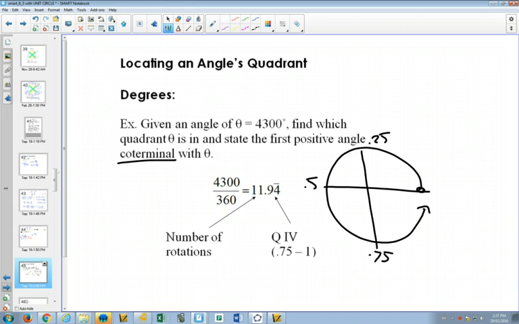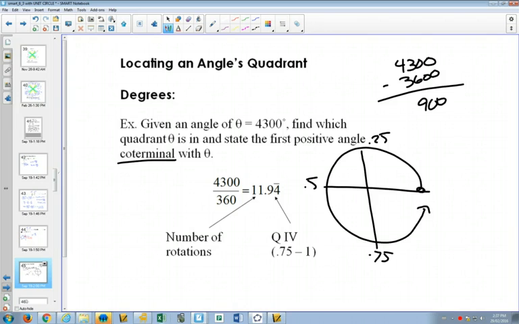If you didn't have a calculator, what you could do is keep subtracting 360 degrees until you get close. Probably what I would do is I would start by subtracting 360 degrees 10 times, because that's easy to do in my head, and see what I get. 4,300 minus 3,600 leaves me with 700 degrees. 700 degrees would be coterminal with 4,300 degrees.